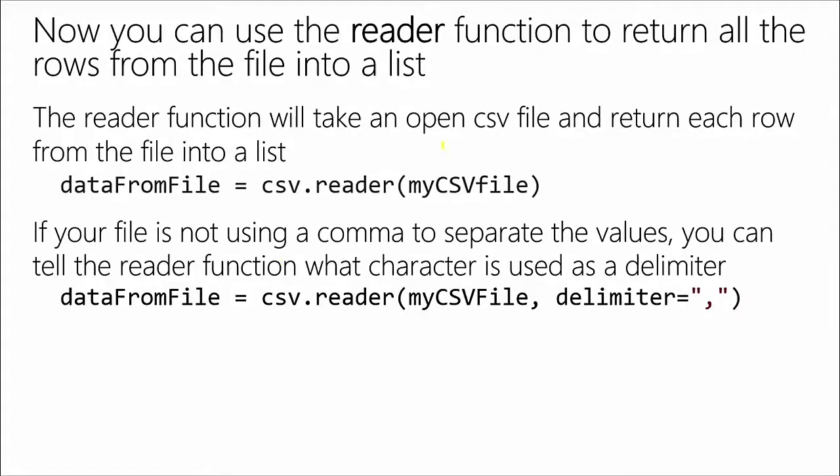Yep. If you look at the syntax on the slide, you'll see that the reader function you can call a couple of ways. You can call it by passing in just the name of the file. That will assume you're using a comma to distinguish between the different values in a row. Or you can specify the delimiter you're using in this file. In this case, I'm specifying a comma, but it could be a semicolon, a colon, a slash.